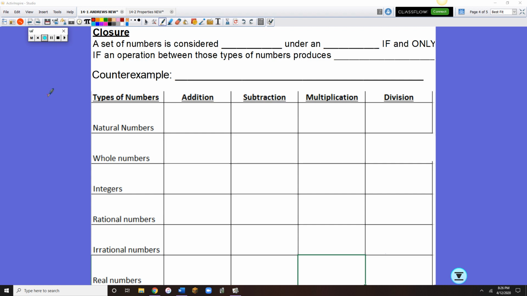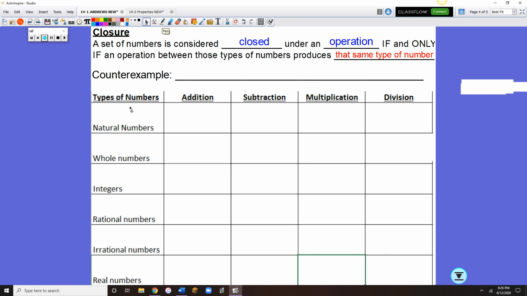Lastly, let's talk about closure. So this is a kind of weird but easy but difficult concept to wrap your head around. All right, a set of numbers is considered closed under an operation if and only if an operation between those types of numbers produces the same type of number. Okay, let me tell you what I mean by that.